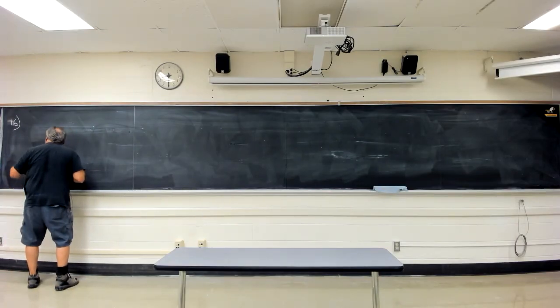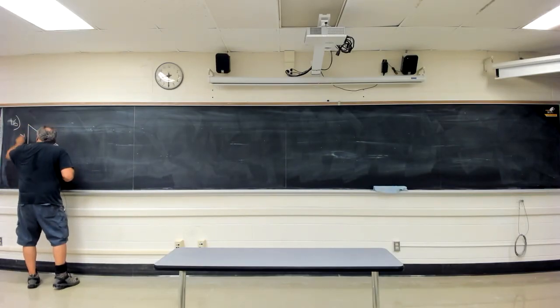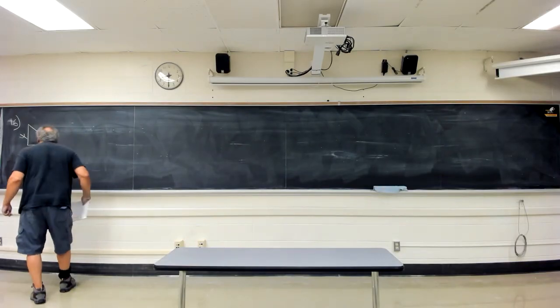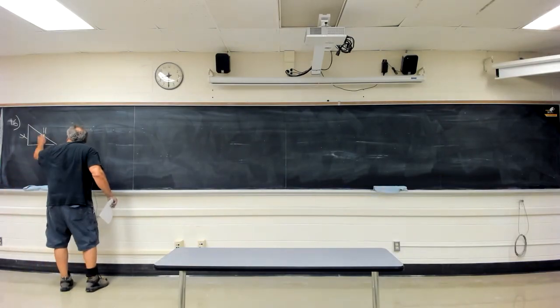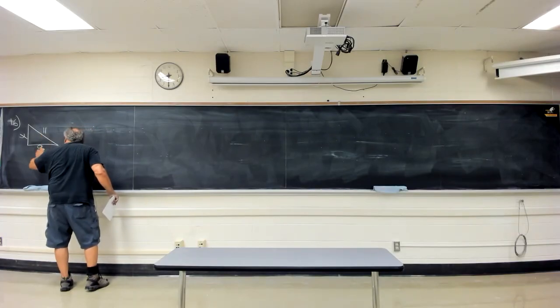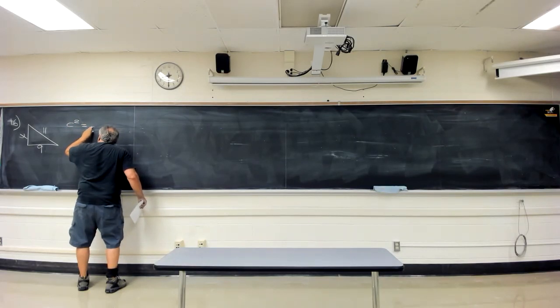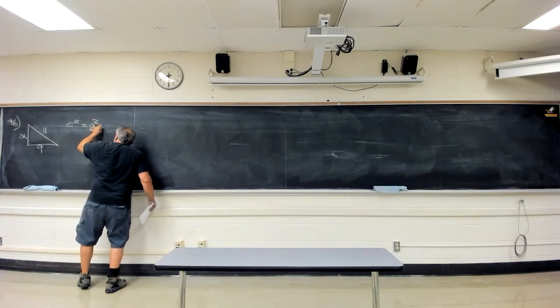Basically, guys, they're constructing something like this. It's an 11-foot ladder. That's 11 feet. That's 9. And they want to know what this is. It's a good question. Well, I'll tell you what. Treat that as C. Treat that as A. Treat that as B. We know that C squared equals A squared plus B squared.